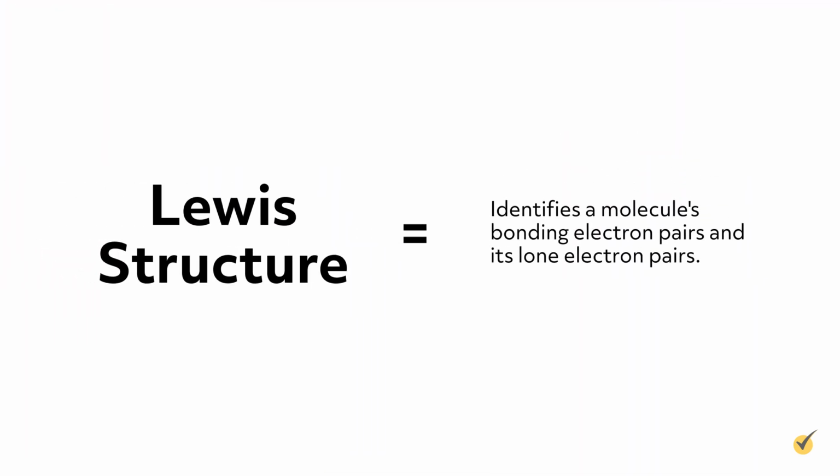This theory is used to define the Lewis electron dot structure, also called the Lewis structure, of a compound. A Lewis structure identifies a molecule's bonding electron pairs and its lone electron pairs. This information allows us to predict and picture, in a simplistic way, the number of bonds formed between atoms in a molecule.